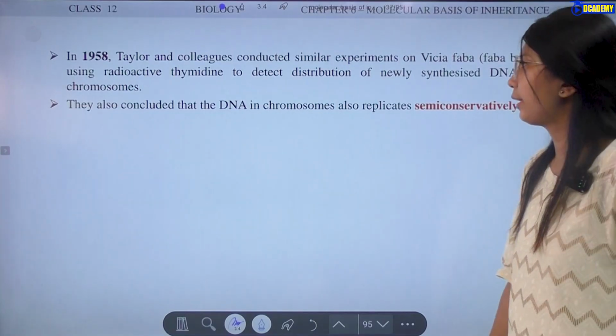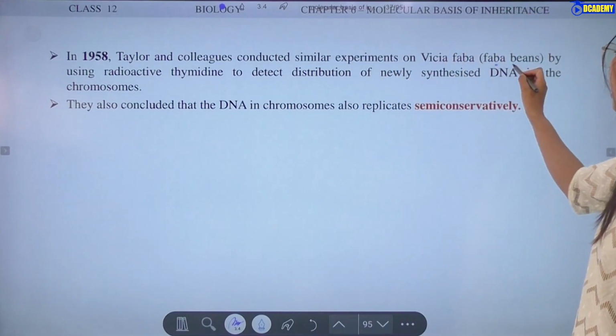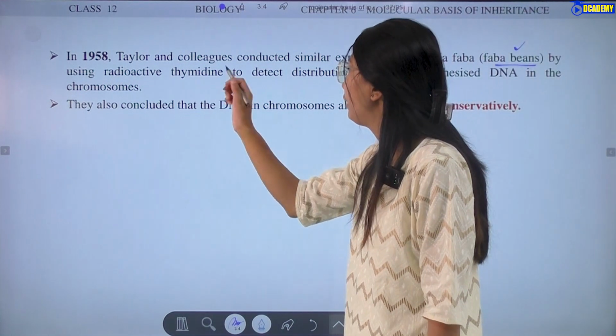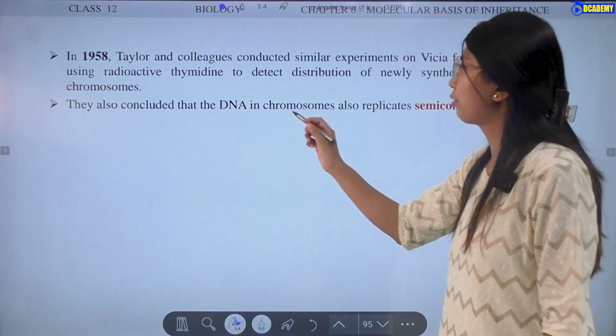In 1958, Taylor and colleagues conducted similar experiments on Vicia faba, by using radioactive thymidine to detect distributed newly synthesized DNA in the chromosome.